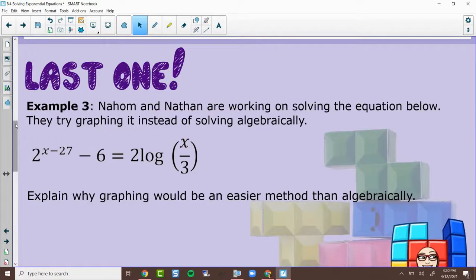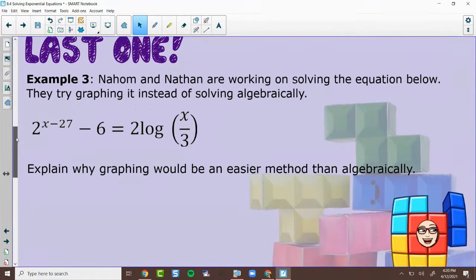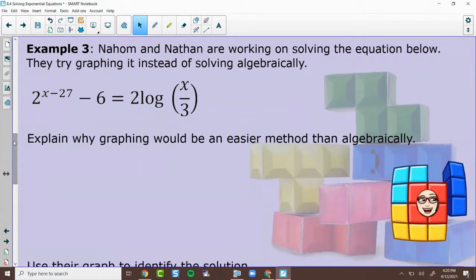All right, this is our last one. Nahum and Nathan are working diligently to solve the equation below. They are going to try graphing instead of solving algebraically. So on this one, take a closer look and think about why graphing would be an easier method compared to trying to do this algebraically like we have seen in the past.